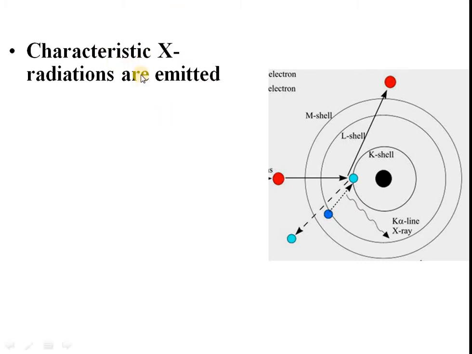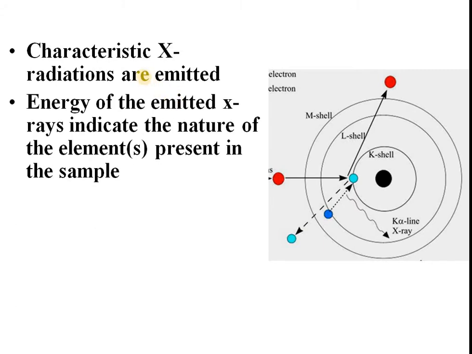Suppose you are using magnesium as a target, or copper, or boron. It may be any atom. The emitted X-ray will be unique for that particular atom. Suppose a particular X-ray is emitted by iron, then that X-ray will be emitted only by iron. No other element will emit that particular X-ray energy. So that's the meaning.